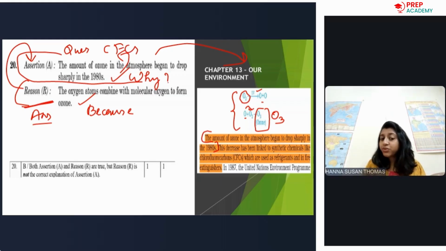So our answer will be option B. Both assertion A and reason R are true, but reason R is not the correct explanation of assertion A. So I hope you understood this particular assertion reason question. This is how you have to tackle each and every assertion reason question.